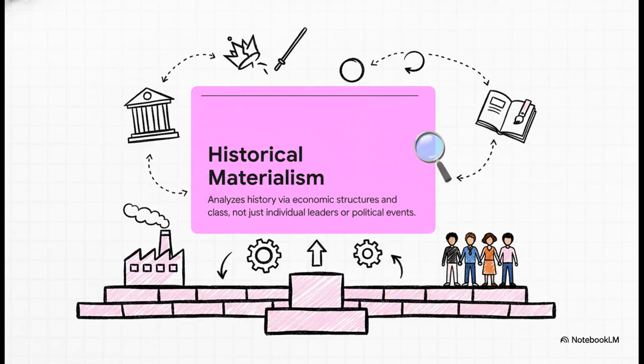The master key to all of this is a big idea called historical materialism. Seriously, forget about the kings and queens and big political speeches for just a second. This approach says that to really get what's going on in history, you have to look at the economic base of a society. Who owns the stuff and who does the work for them? Everything else, politics, culture, you name it, grows out of that economic foundation.